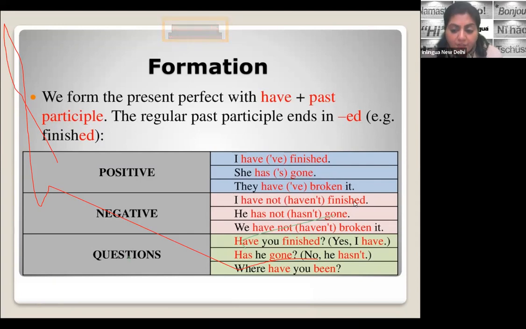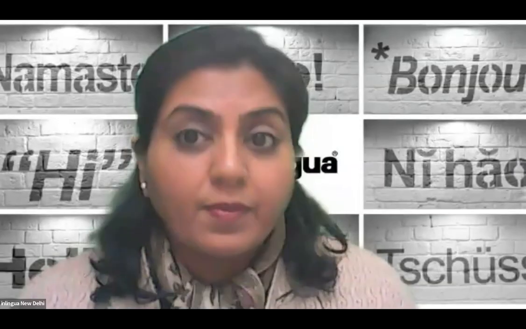I have not finished my food. I haven't finished my food. Negative: he hasn't gone home. We haven't broken the glass. Questions: have you finished your work? Yes, I have. Positive answer. Has he gone to the market? No, he hasn't. Negative answer. Where have you been all these days? WH question. All right. So this is a quick recap of the present perfect tense in a short way. That's it for now. Thank you.